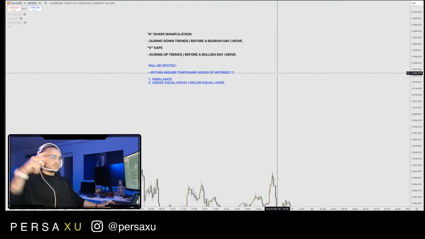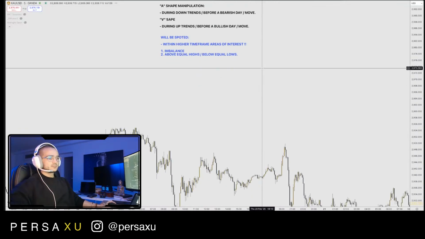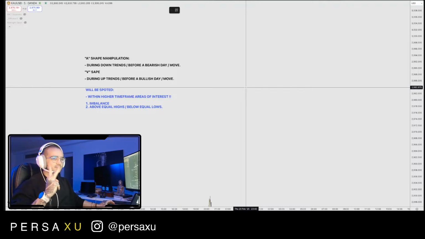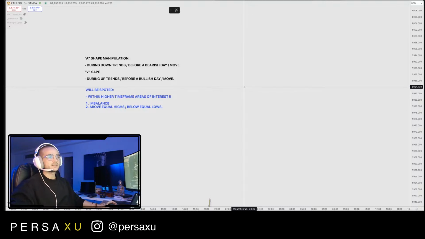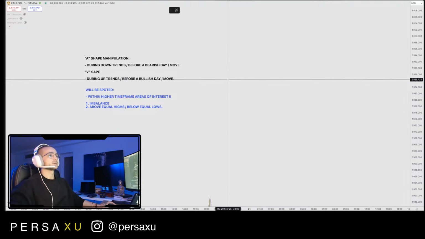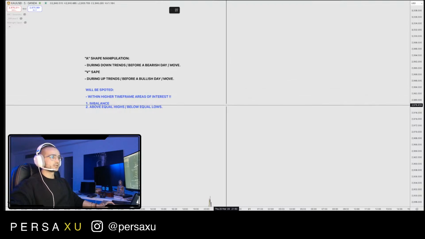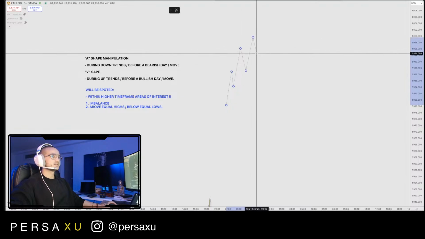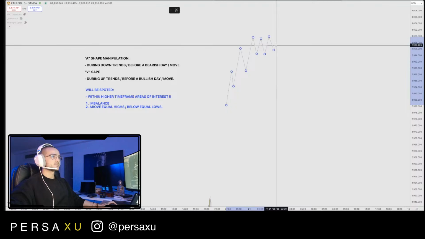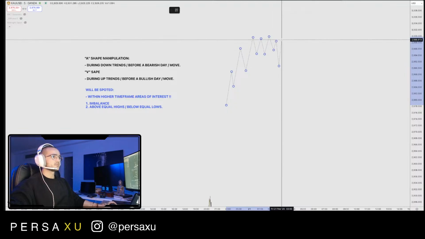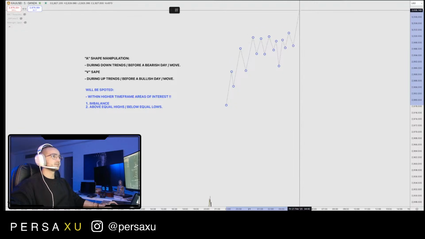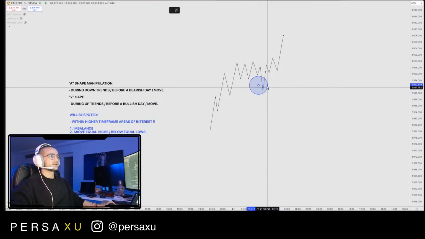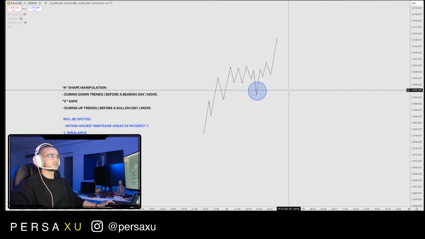So we got A shapes that are going to occur as the market comes down because the market has to go up in order to come down. And V shapes when the market is going up because it must come down in order to go up. That being said, I'm going to illustrate it real quickly. We have the market going on an uptrend. It consolidates and is going to leave a V shape manipulation before continuing the trend. Okay, so there is the V shape during the uptrend.